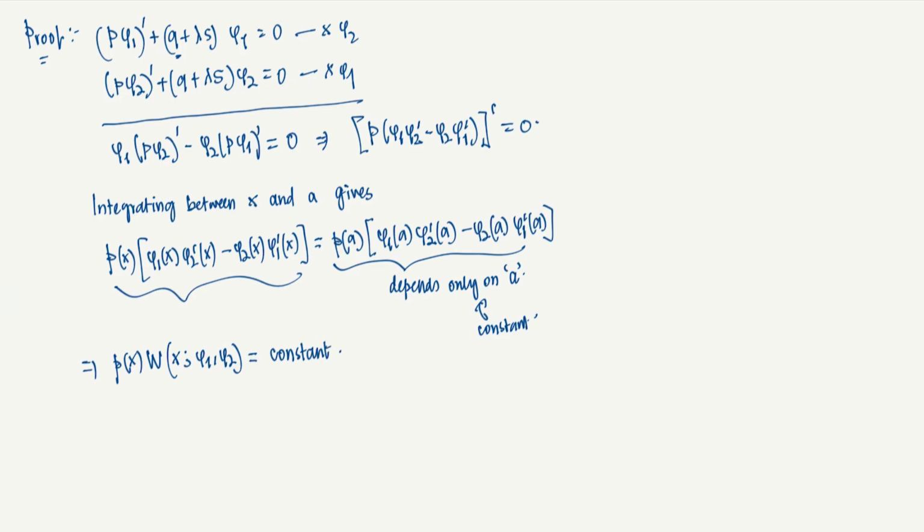Okay. So p(x) times the Wronskian of phi1 and phi2 at the point x is definitely going to be constant, and this particular relation is called Abel's formula. I hope this is clear. And see, this relation does not depend on x, so this holds for all x in (a, b).